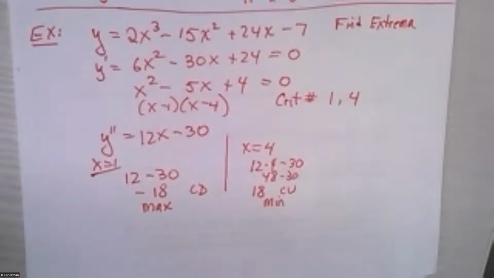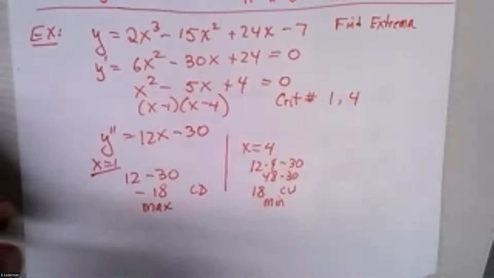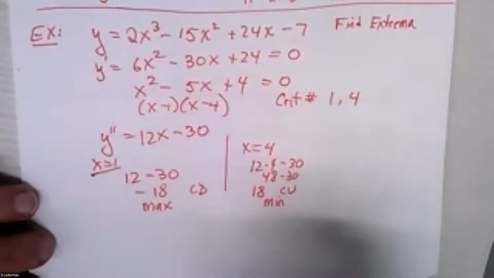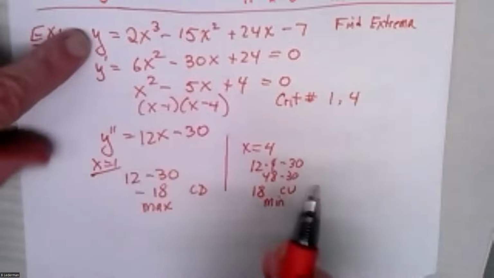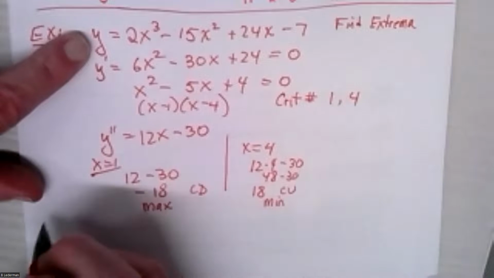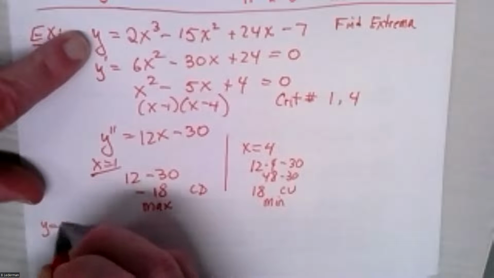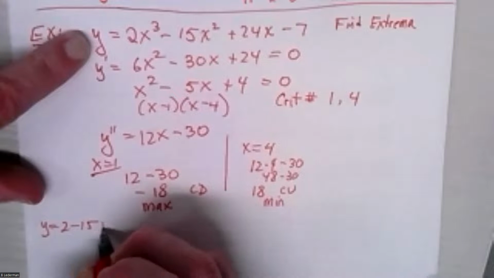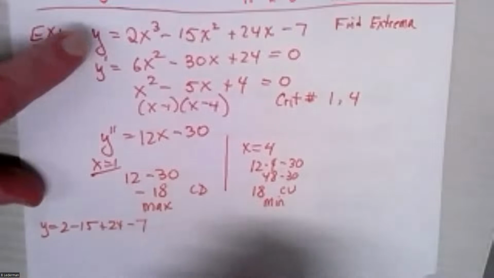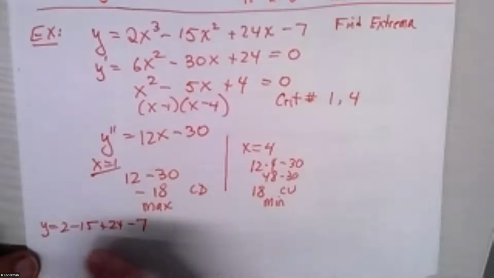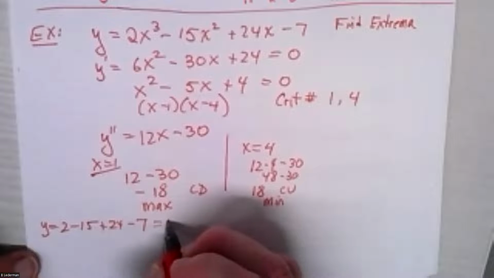What do you say? Pause the video, think about it, and then let me know. Okay, time's up. The answer is I plug it into the original equation, because that's what I want to find. I want to find the max and the min. I want to find the critical point in the original equation, so you plug it into just plain y. So for x equals 1, I have y equals 2 minus 15 plus 24 minus 7. And that's going to be 26 minus 21, which is 5.